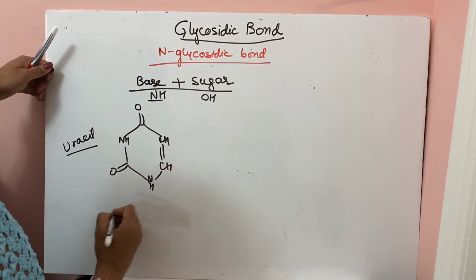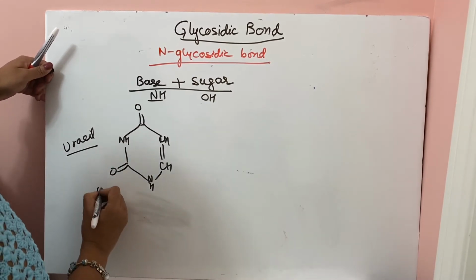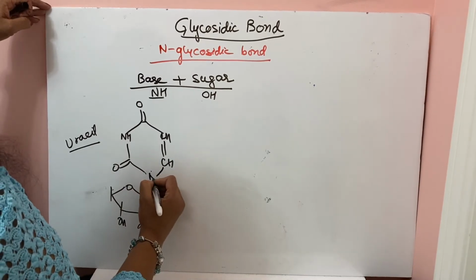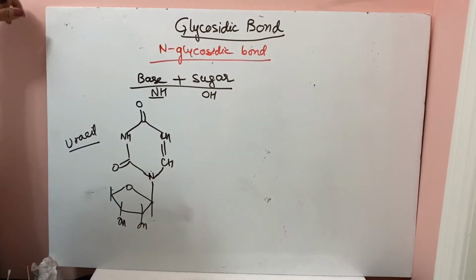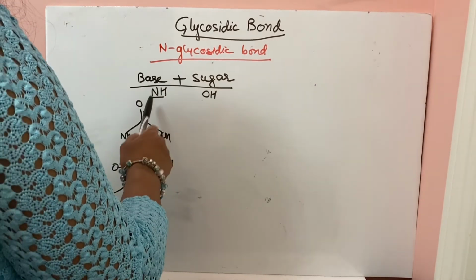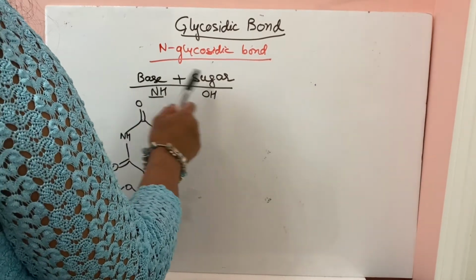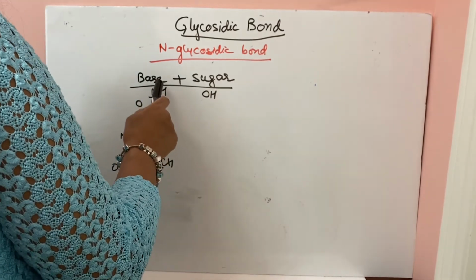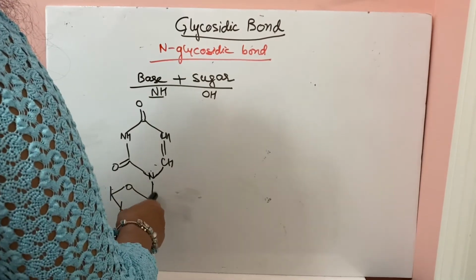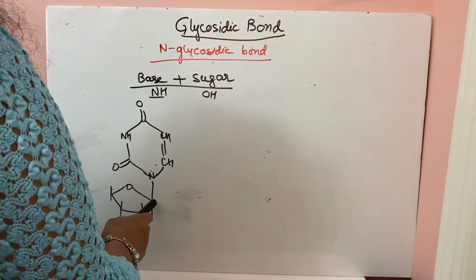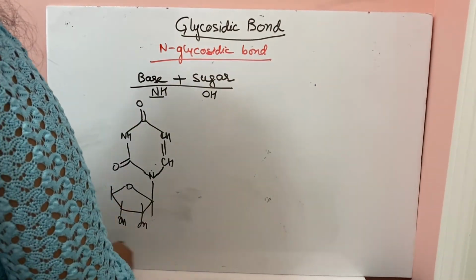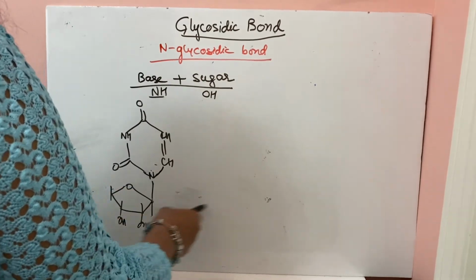And it reacts with the ribose sugar. The bond formed is known as N-glycosidic bond. This is uridine. So N-glycosidic bond is formed between the uracil base and sugar, where the amine group reacts with the hydroxyl group of the sugar and a water molecule is released, and the N is involved in the bonding. That's why it is known as N-glycosidic bond. And this is the uracil molecule, this is the ribose sugar, and they form the bond that is known as N-glycosidic bond.